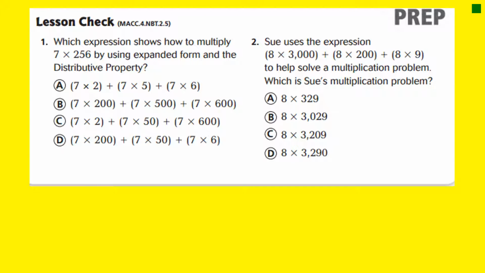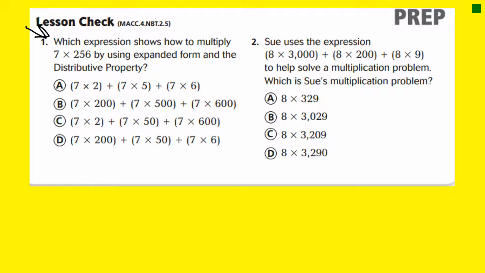All right, so now let's look at the lesson check. And this is on the top of the back. You guys are going to be great at this one because we just did it a couple times. Which expression shows how to multiply 7 times 256 by using expanded form and the distributive property?